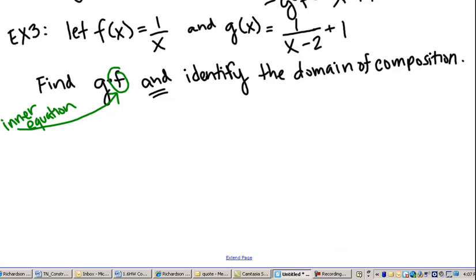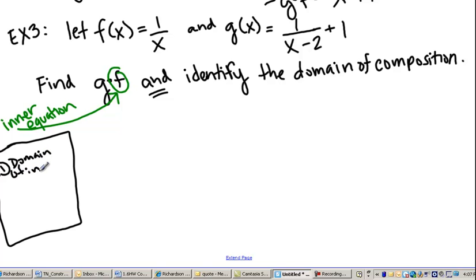Okay? So, you're going to do a side note. There's 2 rules when we're finding our domain for a composition function. First, you're going to find the domain of the inner equation. And number 2, you're going to find the domain of the composition. I'm going to shorthand it.